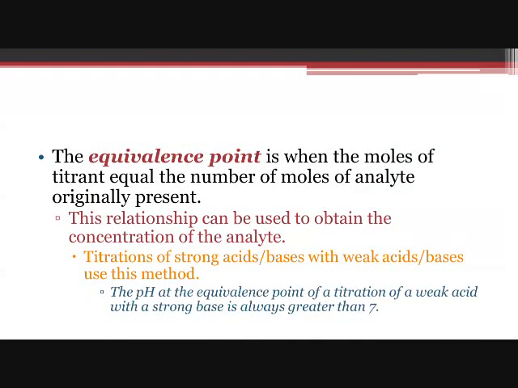Oftentimes, like I said, you would either do a strong acid with a strong base, or a weak acid with a strong base. If you were to do a weak acid with a strong base, the pH at the equivalence point is greater than 7, because the strong base is stronger, so it makes sense that the pH should be higher than 7. If it is a strong with a strong, then the equivalence point should just be 7. It's kind of like a trick question, because if it's strong with a strong, they're just going to neutralize each other at the equivalence point.